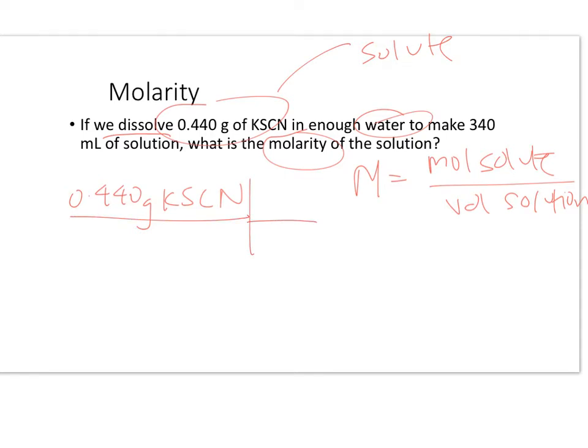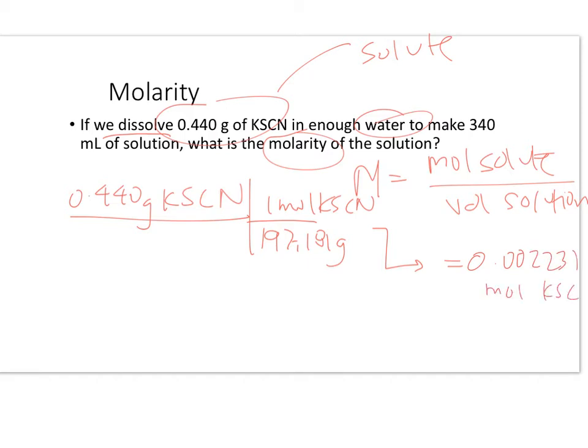Okay, and we need to calculate our molar mass of our KSCN, okay, which is 197.181 grams for every 1 mole of KSCN. Okay, and we're going to go ahead and carry this calculation through. Okay, this is going to give us 0.002231 moles of KSCN. Okay, and that's going to have 3 sig figs. I'm going to mark that number because I'm not going to do any rounding till the end.